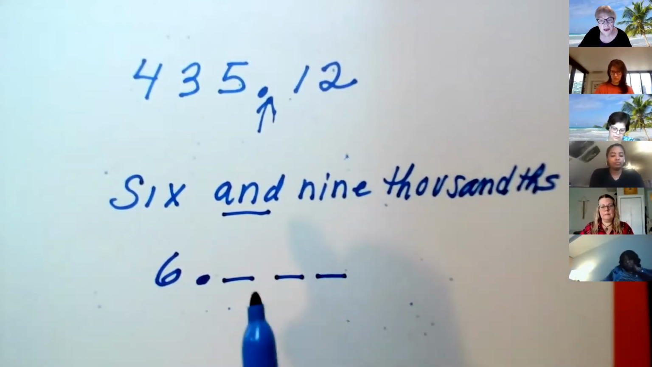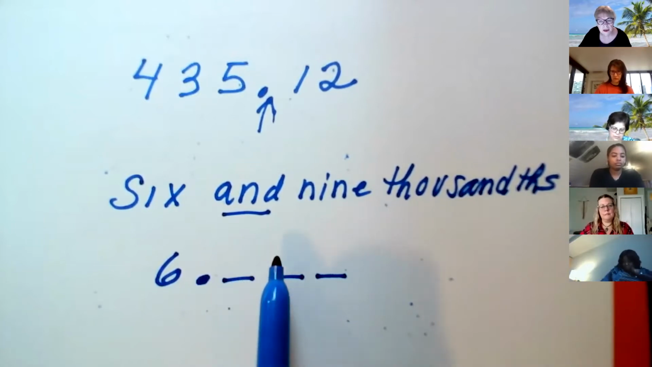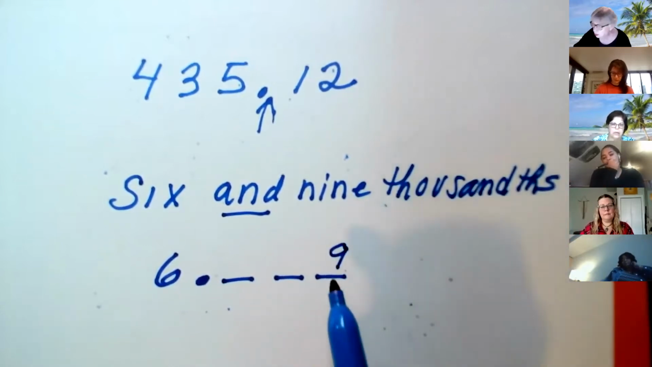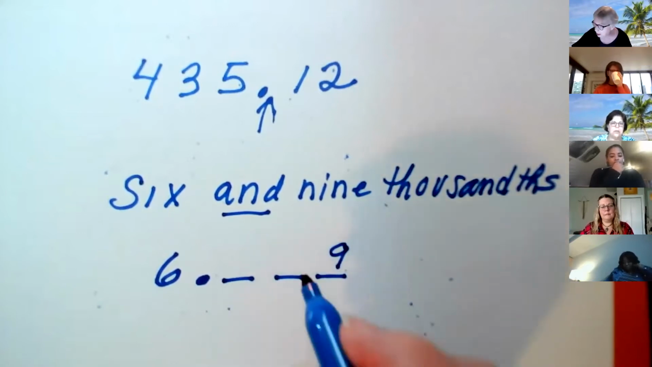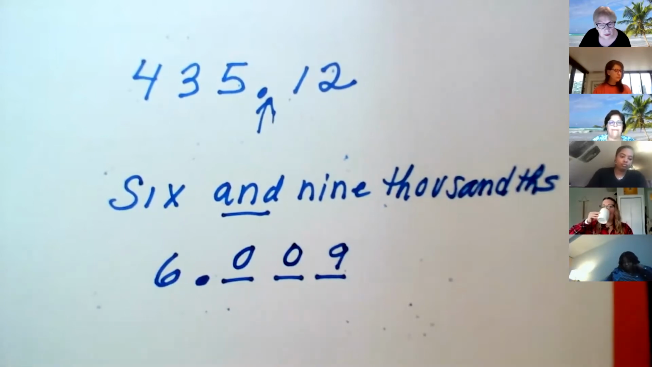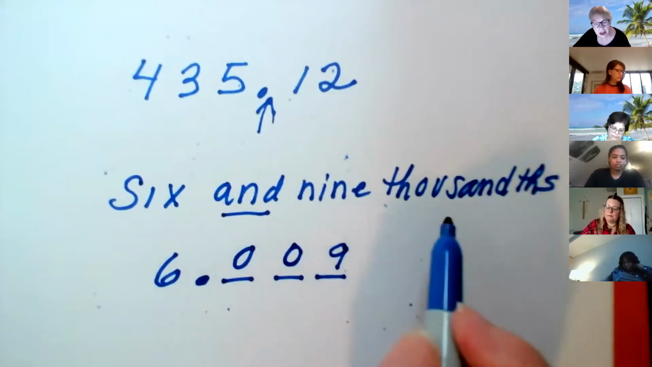So in order to put this in, I can't put the 9 here because that's 9 tenths, or here, I can put the 9 here. So that would be 9 in the thousandths place. And because this is a decimal, I would need zeros. And so this would then correctly read 6 and 9 thousandths.